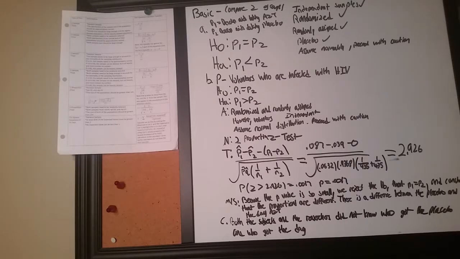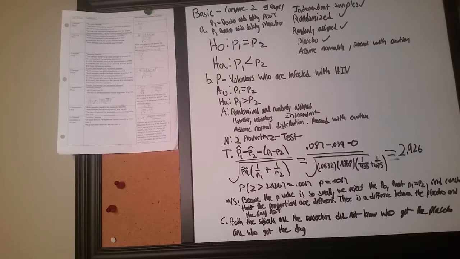Part A asks us for the null and alternative hypotheses and to check to see if we can use the z procedure. So the H0 is, well, p1 is the proportion of people that develop AIDS after taking AZT, and p2 is people that develop AIDS taking the placebo. So the null hypothesis is that p1 equals p2, and the alternative hypothesis is that p1 is less than p2.